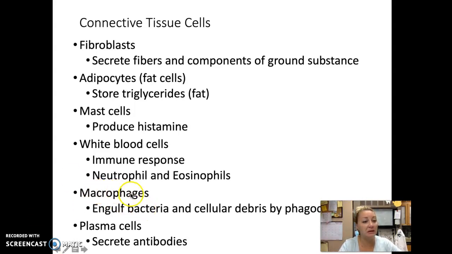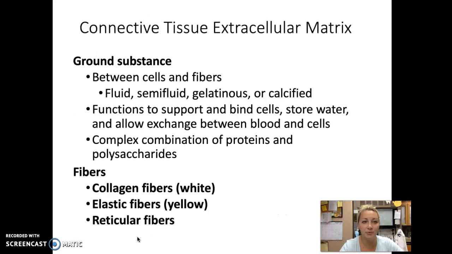Macrophage means big eater. And then plasma cells, which are going to secrete antibodies so that we can identify when bad guys have come in, and we can know when they've entered again. We know the signs for it.